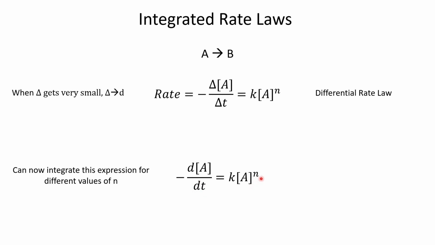Now before we integrate, we do need to define what the value for N is. So let's see what happens when we have a first order reaction. Of course, when we have a first order reaction, our N equals 1. So we'll plug in a 1 for this, integrate it, and let's see what we get.